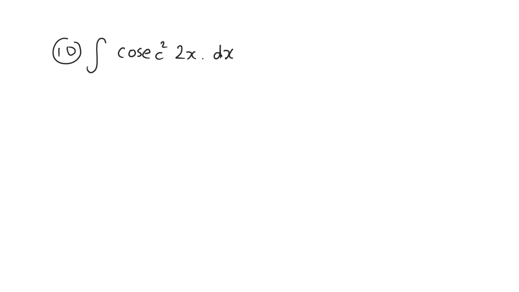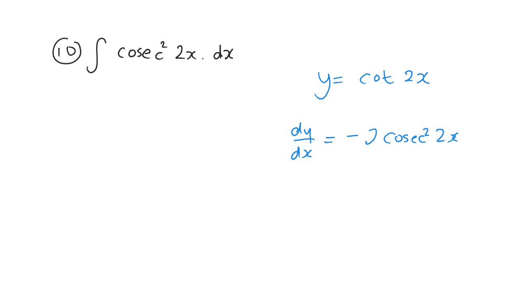Number 10 then, we're integrating cosec squared 2x with respect to x. So again, you have to think, well, what could I differentiate that would get me cosec squared? And when you differentiate cot, you get cosec squared. So our guess is going to be cot 2x. When we differentiate that, we get minus cosec squared 2x, then times differential of 2x, which is 2. So we've nearly got what we want.